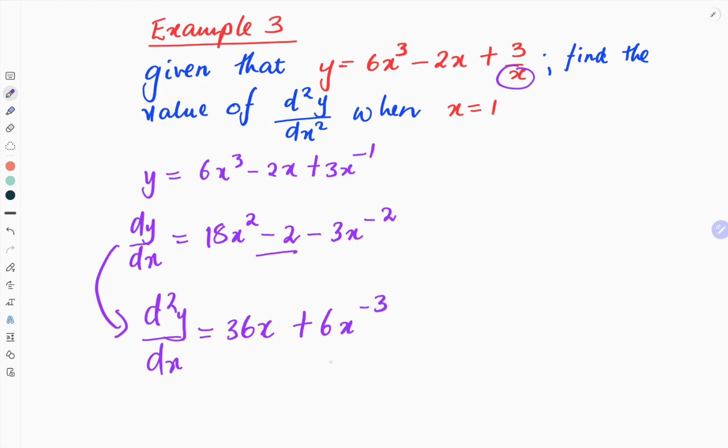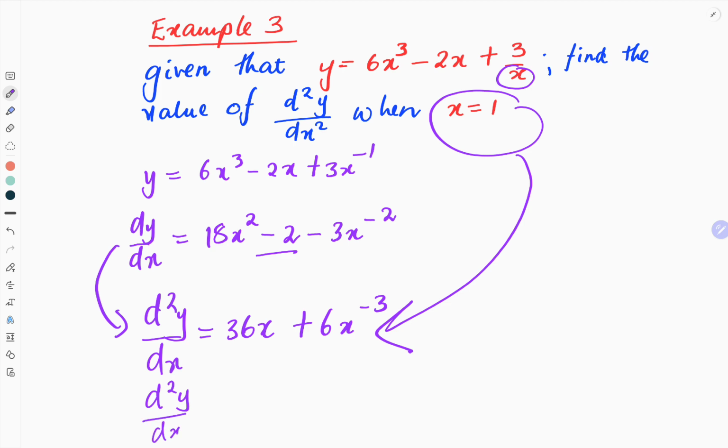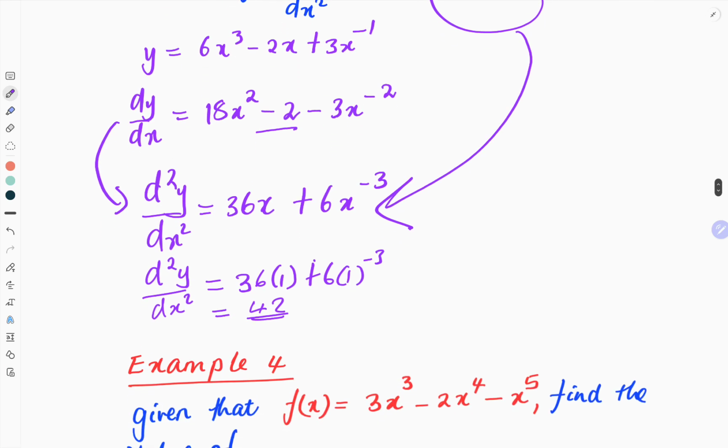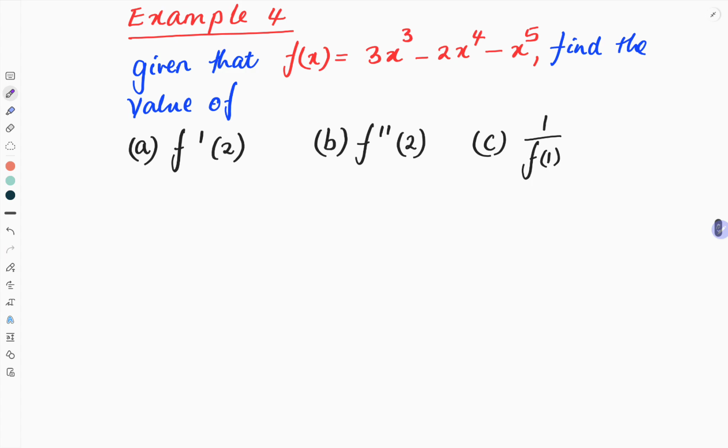Then after you have got your second derivative, you substitute that x into the second derivative, and then you get your answer. That will be d squared y over dx squared equal to 36 multiplied by 1 plus 6 times 1 to the power negative 3. And that will give you 36 plus 6, that's 42. And that's how you determine the second derivative of this question. Then moving on to the last example.